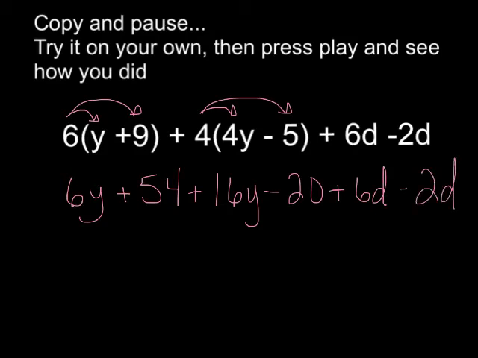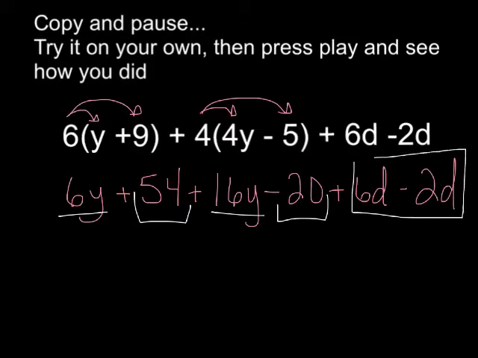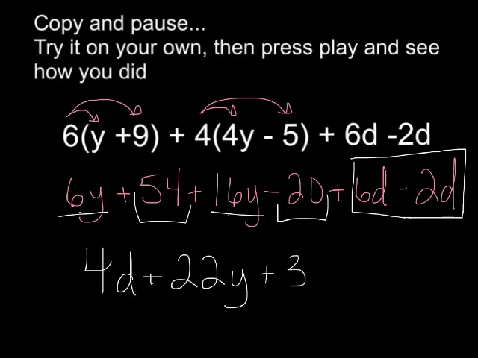Now let's go through and find our like terms. 6y, 16y. 54, negative 20. Remember that the minus sign goes with 20. And then we've got 6d and minus 2d written next to each other. I'm just going to box those together. When we combine, I'm going to write this one first because we like to write our variables in alphabetical order. 6d minus 2d is going to be 4d. 6y plus 16y is going to be 22y. And 54 minus 20 is going to be plus 34.